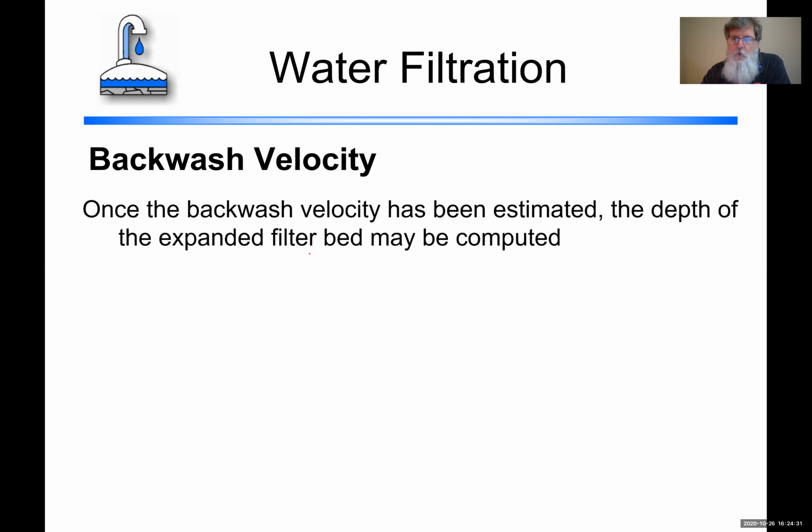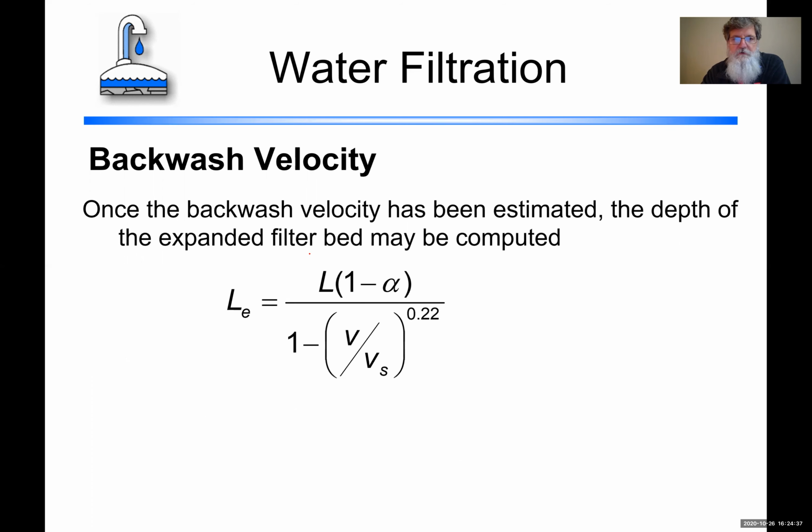So once you have the backwash velocity, then you can estimate how much the bed expands. Here's another very strange looking equation. By the way, as we move towards the final exam, I would not expect you to memorize these equations. I will give you an equation sheet, and I'll talk some more about that as we move towards the exam. I'll actually make the equation sheet available beforehand so you can know what you're going to need, or what you'll see, or what you can have as we take the exam.